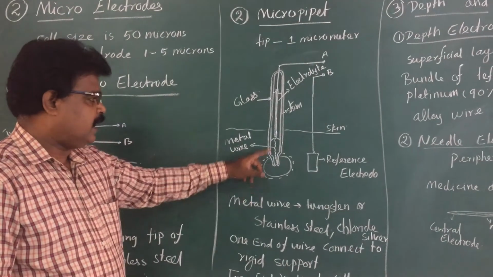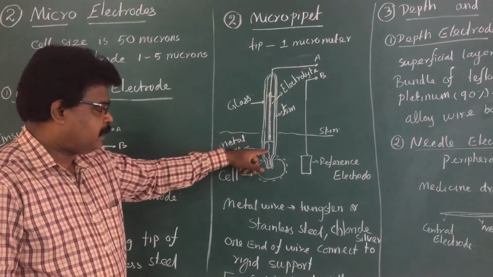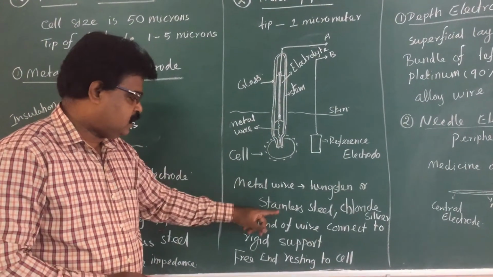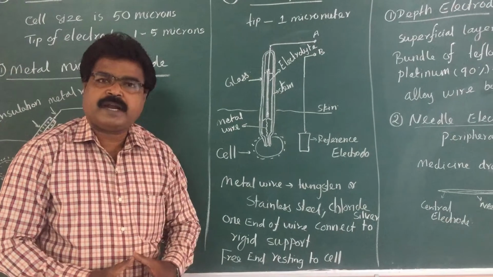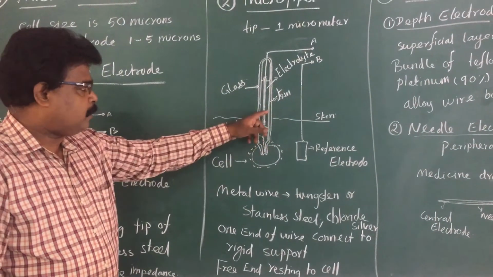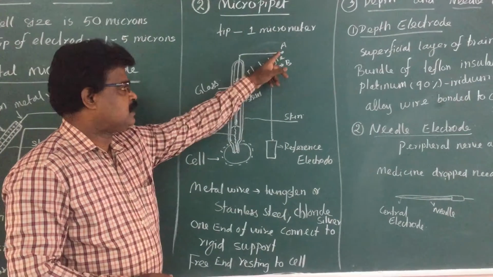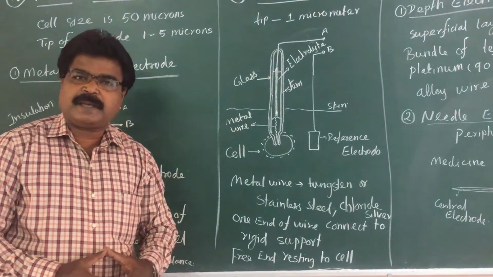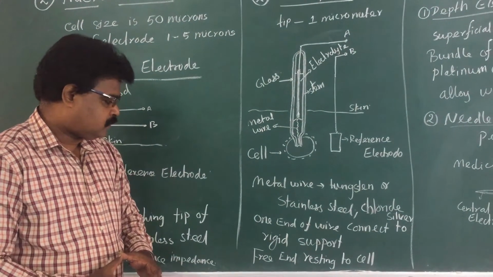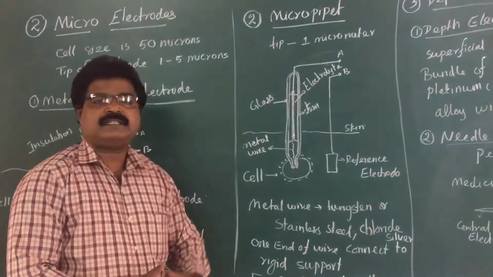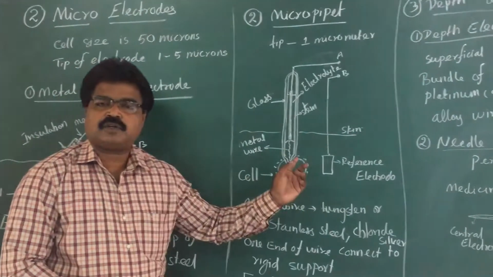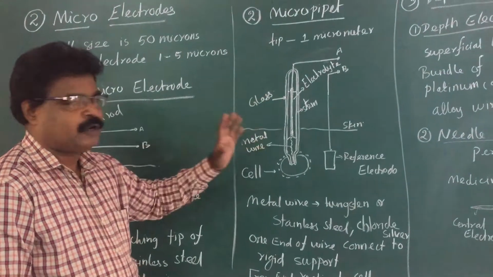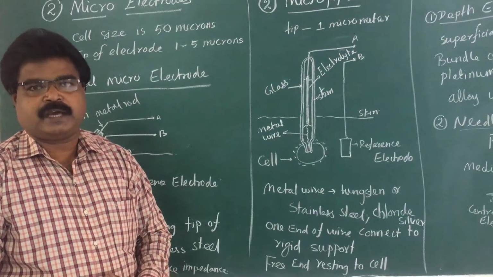So this is the cell and this is the skin. This is the metal wire, made up of tungsten or stainless steel, chloride silver. One end is supported to the rigid support. That will act as terminal A, and terminal B, called the reference electrode, is placed outside the cell. The free end will be resting on the cell, to pick up the signal. So this is about the micropipette or glass microelectrode.